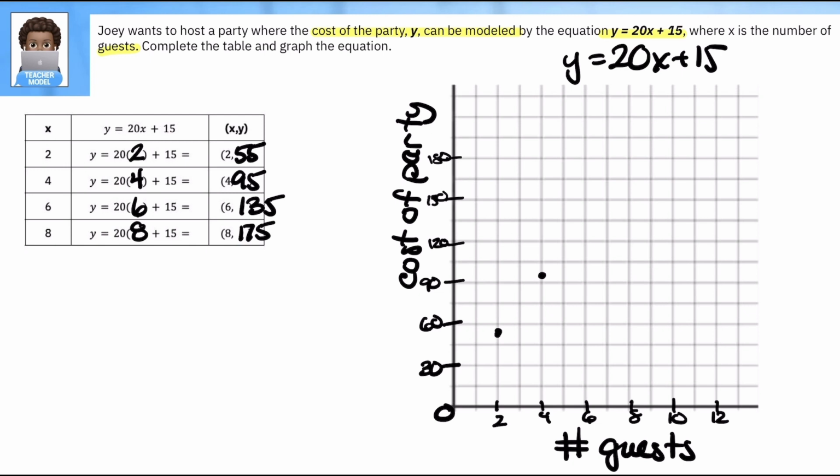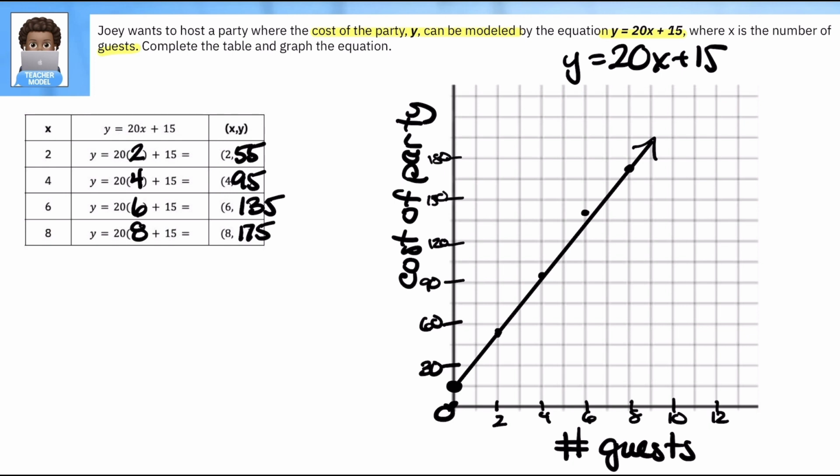About here. 135. About over here, and 175. So about here. And I am going from 0.15 was the very first point. And then you just create your straight line. And that's it. That's all I'm doing.